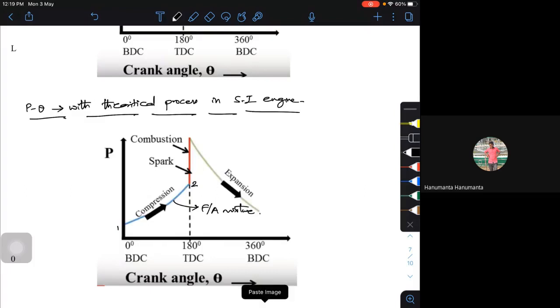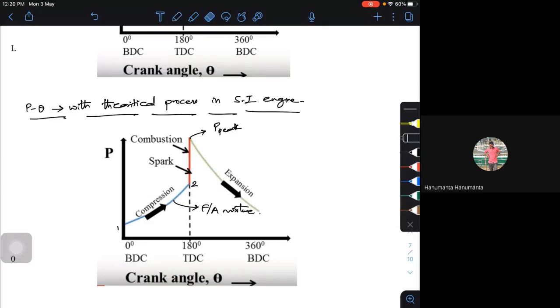Ideally speaking, in case of an SI engine, the spark as well as the combustion, all the things should happen at the TDC. That's what should theoretically happen. The spark, ignition, and combustion should all happen when the piston is at the TDC. Then it's going to reach the peak pressure, which is much higher.